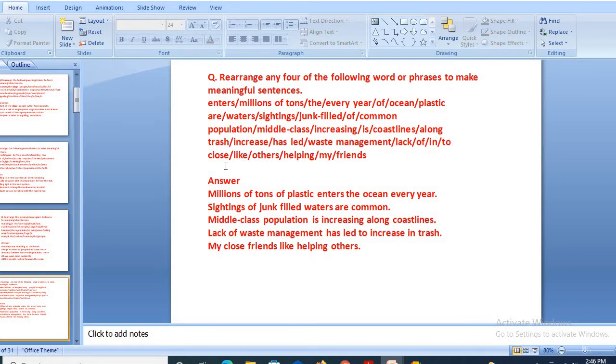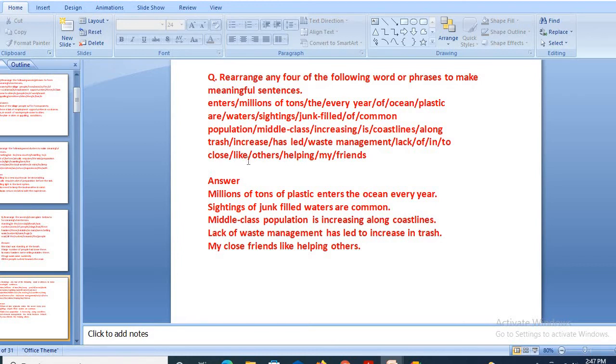Next one, let us do this one. See: trash, increase, has led, waste management, lack, of, in, to. It's a lengthy one, isn't it? But if you get a question like this, what will you do? You have to attempt it. So how will you arrange it? After arranging, it is like this. From here we are getting utterly confused, isn't it? But when we are arranging it, it becomes very clear. See, lack of waste management has led to increase in trash.